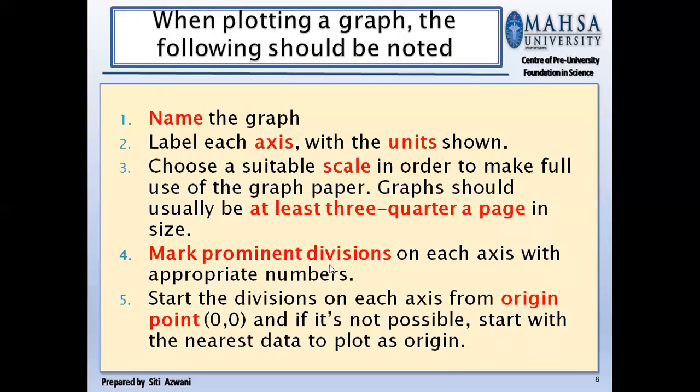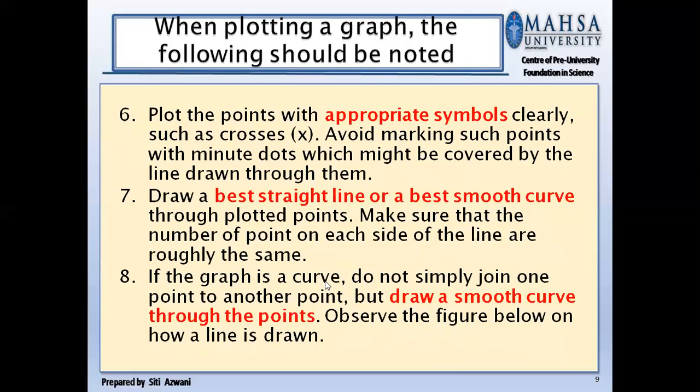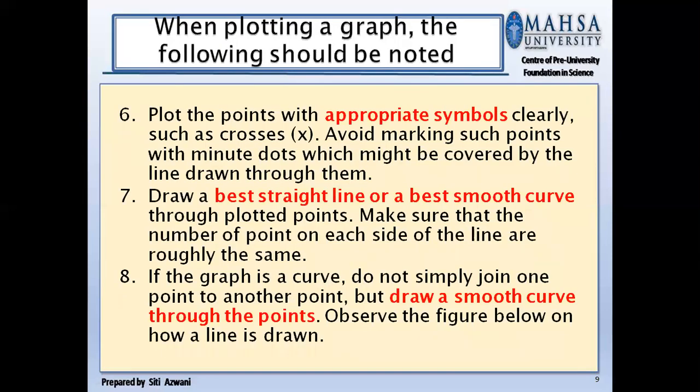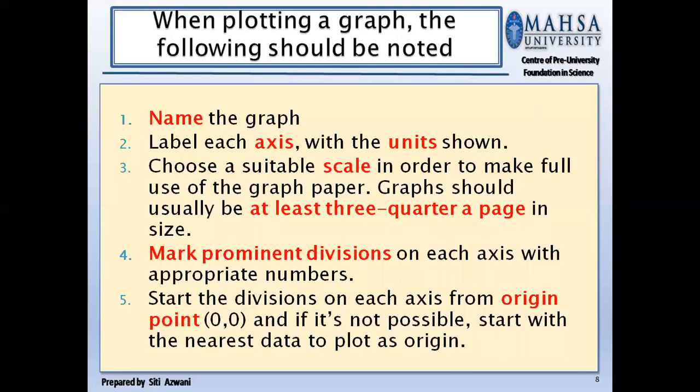Next, mark prominent divisions on each scale with the appropriate numbers. Example here: your scale starts from 0, then you have 0.4, 0.8, 1.2, 1.6, 2.0. So it depends on your data, and you need to choose the appropriate divisions on each scale with the appropriate numbers.